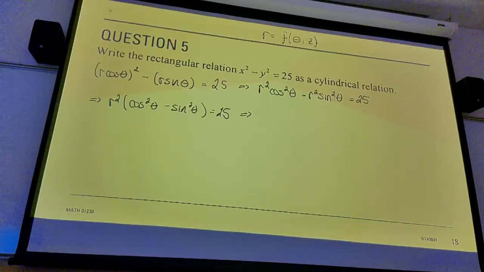Cosine 2x. Wrong independent variable. Cosine 2 theta. It's cosine of 2 theta. Yes, you're not incorrect. 1 minus 2 sine squared, or 2 cosine squared minus 1, but they don't really simplify in this case.